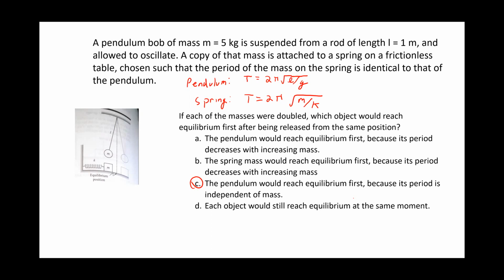When I write down the period of the pendulum, mass doesn't show up anywhere in the period. If I write down the period of the spring, it goes like the square root of mass. So if I increase the mass, then I increase the period of the spring, meaning that the spring now takes longer to return to center, whereas the pendulum is unchanged.